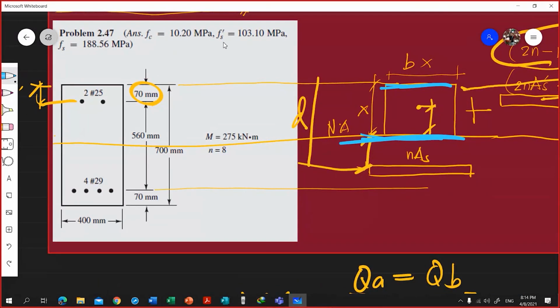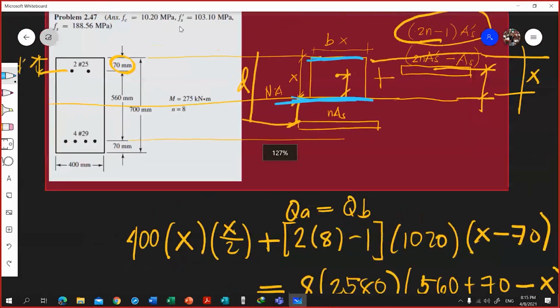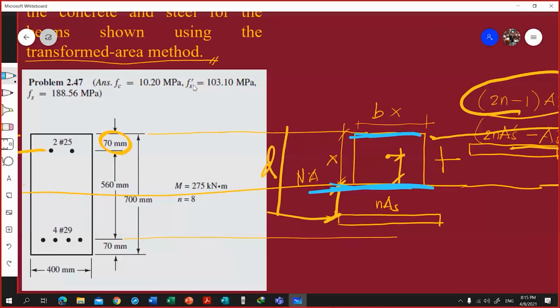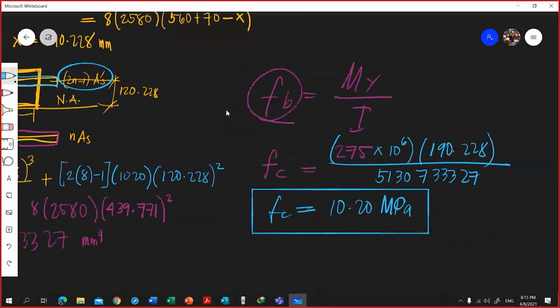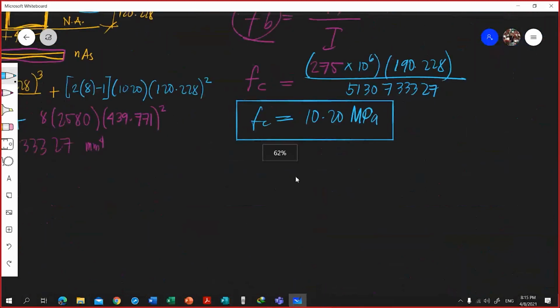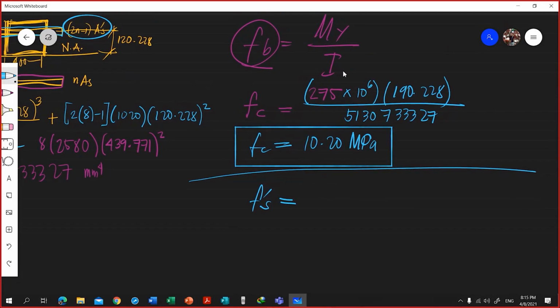Now let's solve for Fs prime. Take note, it has a prime, which means the stress of the steel in compression. So what we will solve now is your Fs prime, in compression. This is equal to the same formula, Mc over I.